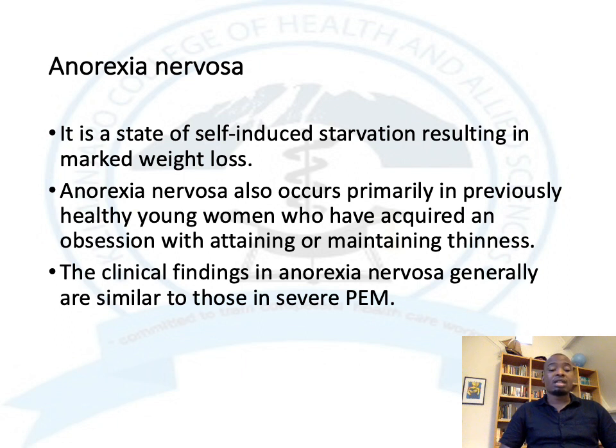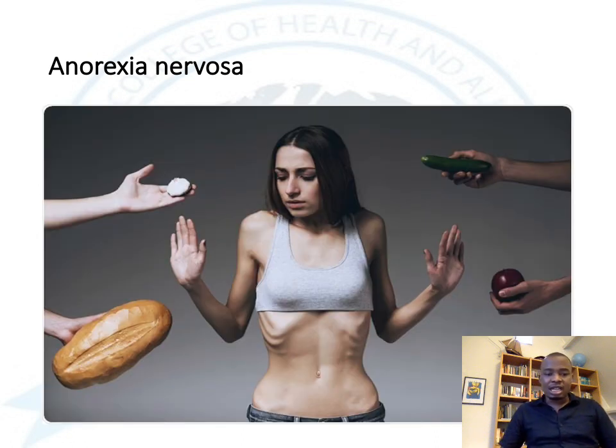This is challenging, and they become very thin, and clinically they may end up having other problems. So clinical findings in anorexia nervosa generally are similar to those in severe protein energy malnutrition. Because if they're not taking food, it means that they're not getting nutrition. They don't have enough protein, they don't have enough energy, and therefore they end up with all those problems that we listed previously. This is the lady, she is given everything. She doesn't want anything. Very thin, she looks wasted, but she feels very nice because that is what she is aspiring to.